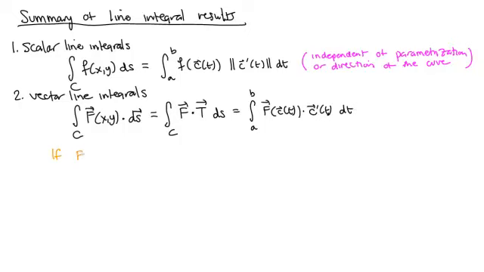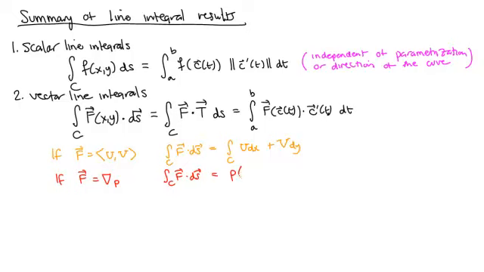If the components of f happen to take the form of u and v, then the integral of f dot ds can also be written as the integral over c of u dx plus v dy. If further the vector field happens to be the gradient of some potential function, then the integral of this line integral, according to the vector fundamental theorem of calculus, will simply be the potential function evaluated at the ending point of the line minus the potential function evaluated at the starting point of the line.